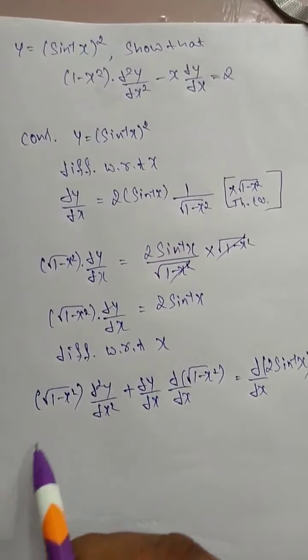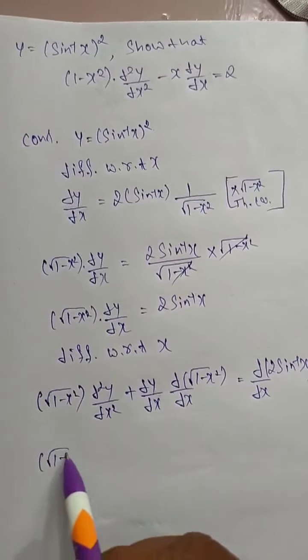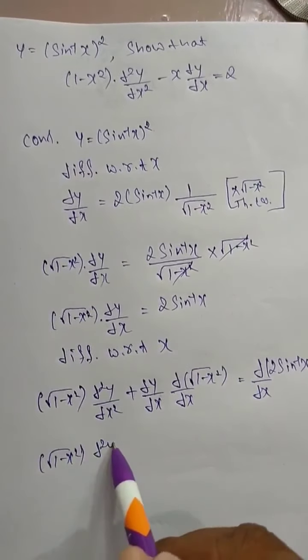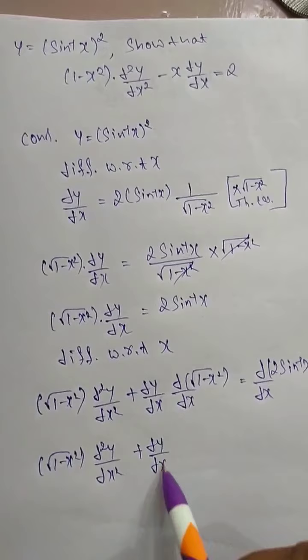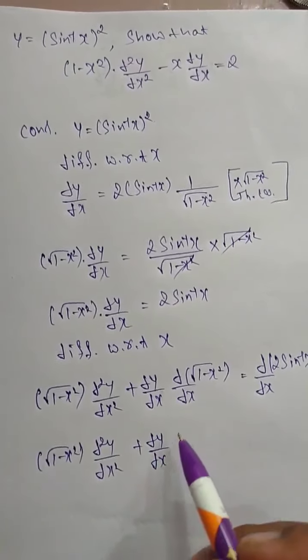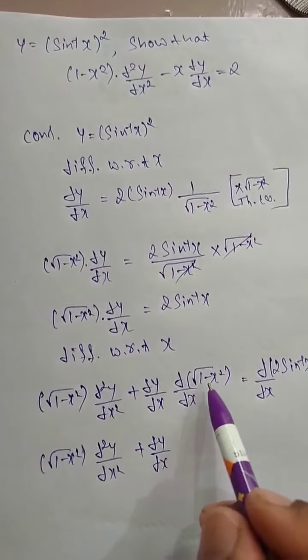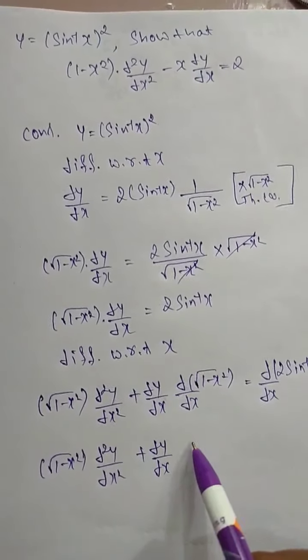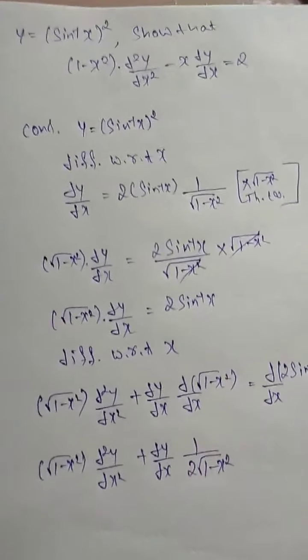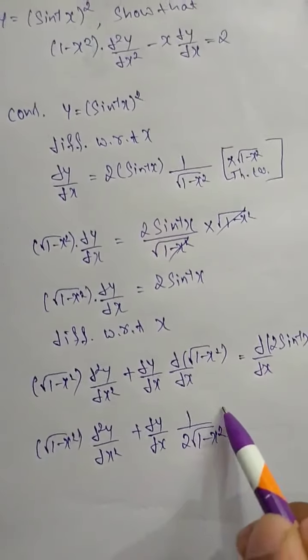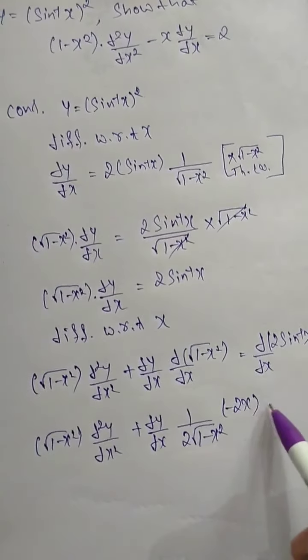Now root of 1 minus x square as it is, d square y by dx square plus dy by dx. What is the differentiation of root of 1 minus x square? First you differentiate the root, then you go for the function. The differentiation of the root is 1 by 2 root of 1 minus x square. Again, the differentiation of 1 minus x square is minus 2x.